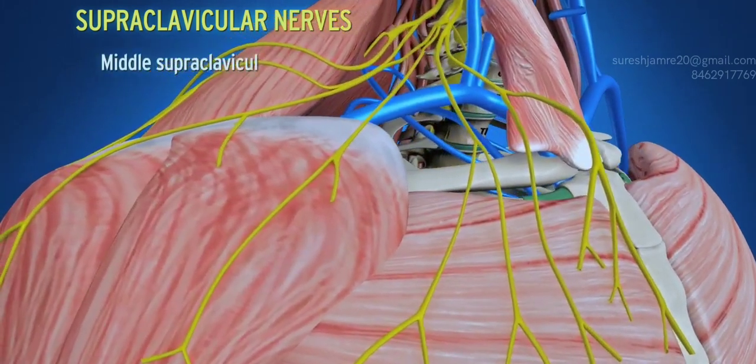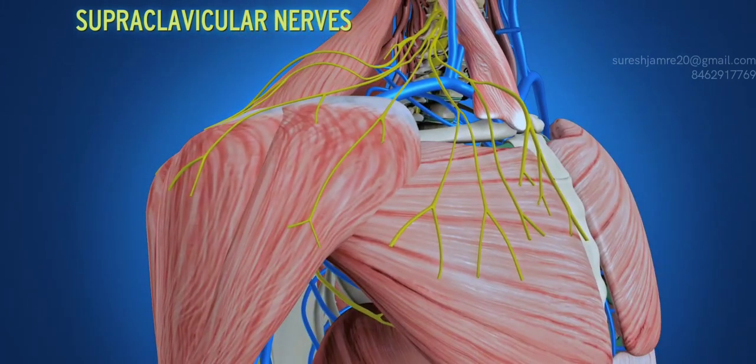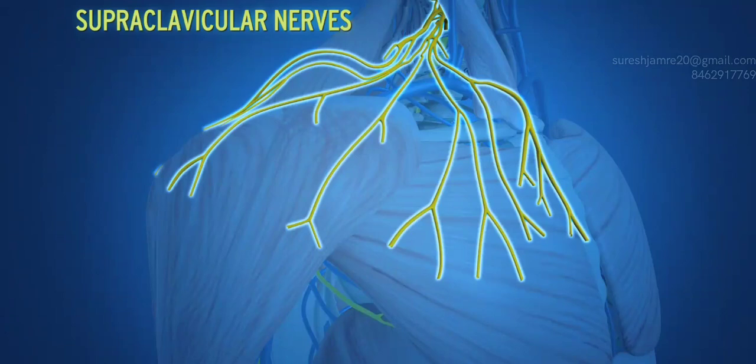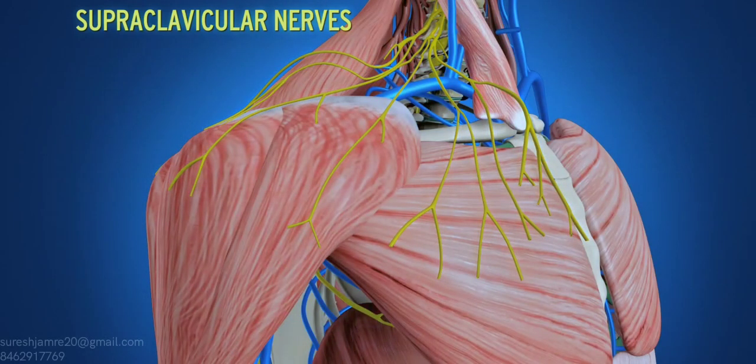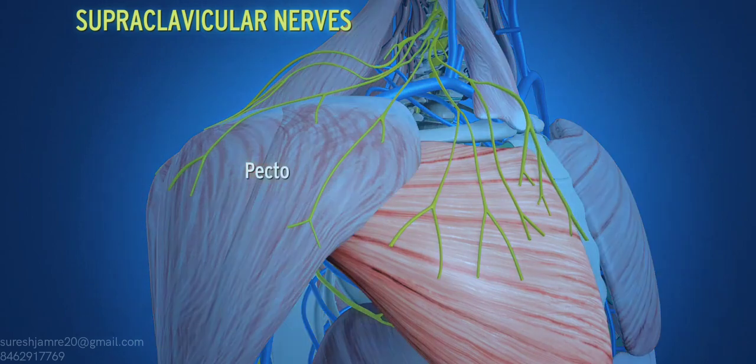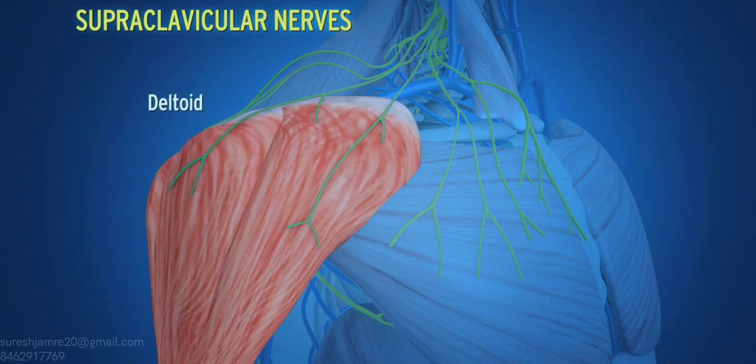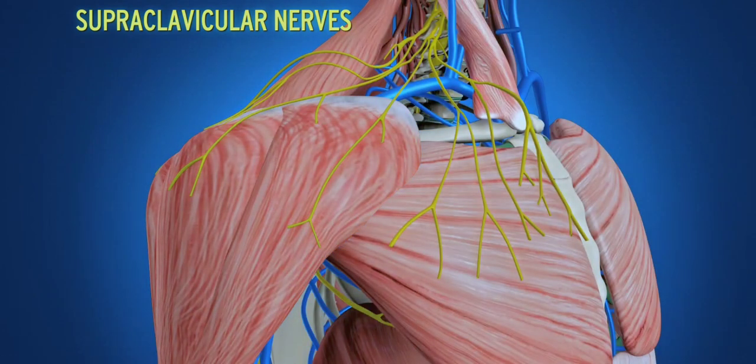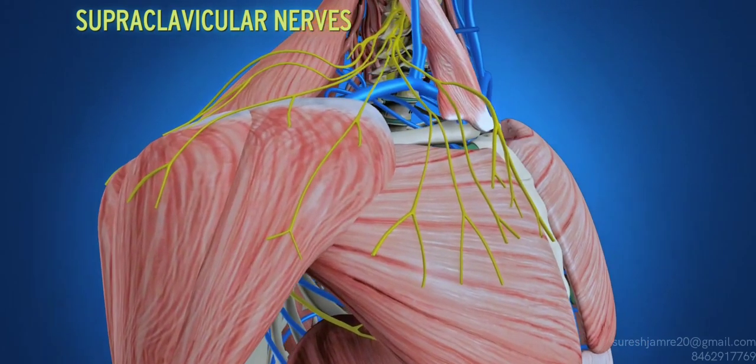Middle supraclavicular nerve. The middle supraclavicular nerve, also called as intermediate supraclavicular nerve, cross the clavicle and supply the skin over the pectoralis major and deltoid, communicating with the cutaneous branches of the upper intercostal nerves.